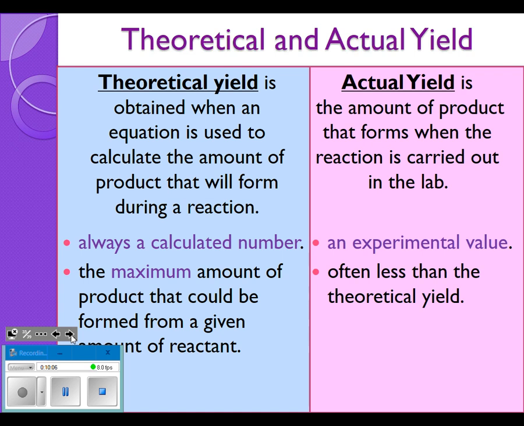It's always going to be less than your theoretical yield if there's not any significant errors in your lab, okay? You can't ever get more out of a lab than you're expecting to get. So that's kind of one of those things. Theoretical yield is your expected, actual is what really happens, or your experimental.